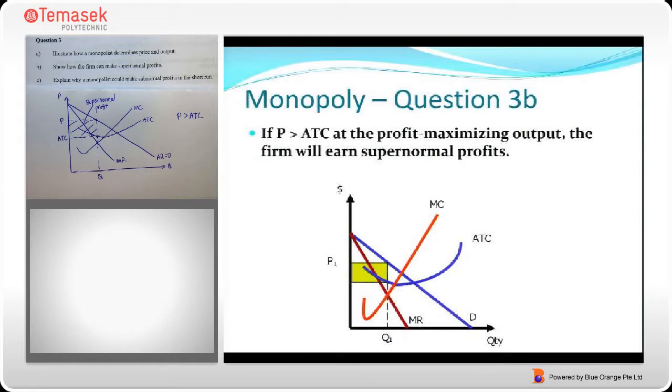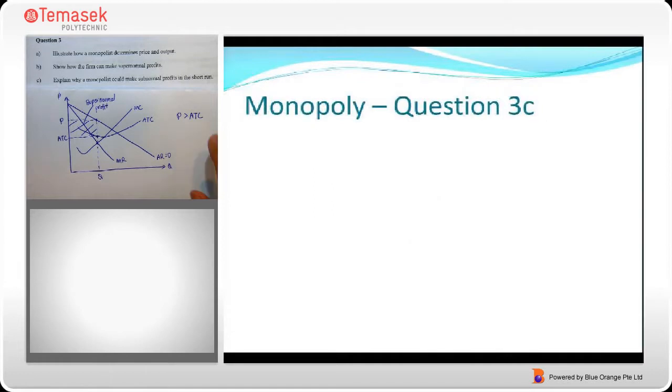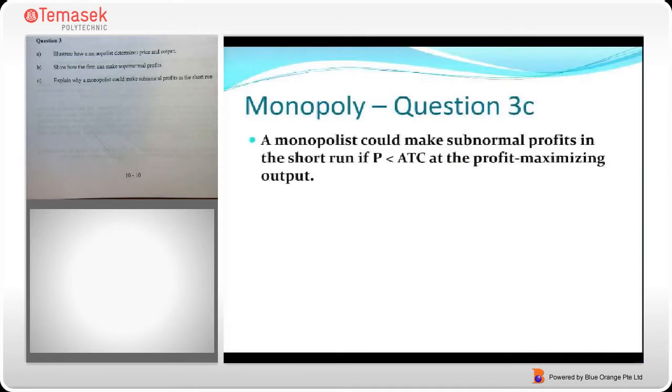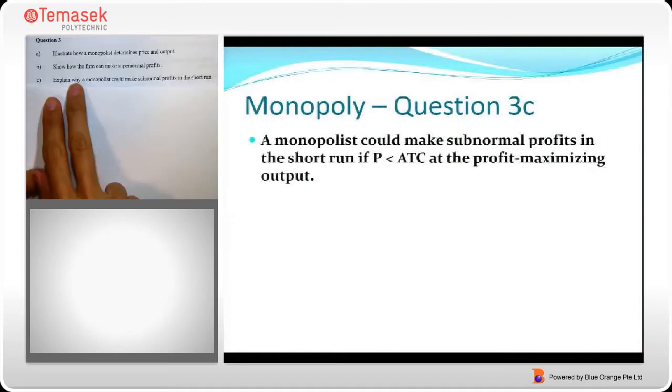Okay, moving on to question 3c. Question 3c says to explain why a monopolist can make subnormal profits in the short run. In the short run, a monopolist can make subnormal profits, supernormal profits, or normal profits, any of the three. So a monopolist can make subnormal profits in the short run if price is less than ATC at the profit maximizing output. And we need to draw a diagram for this also.